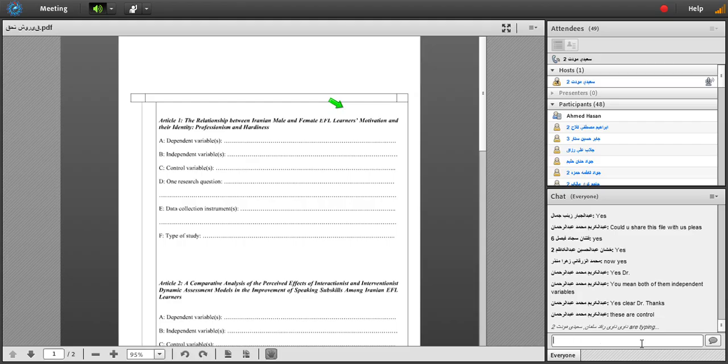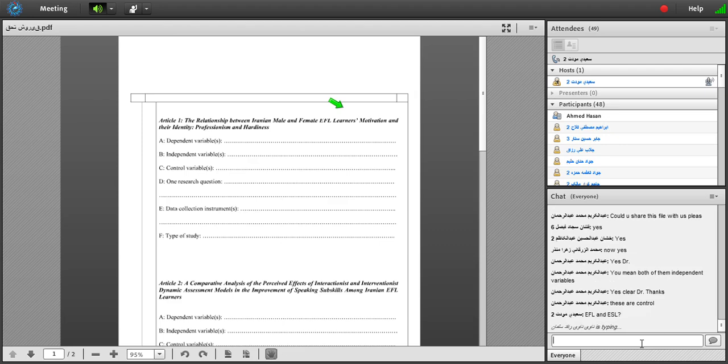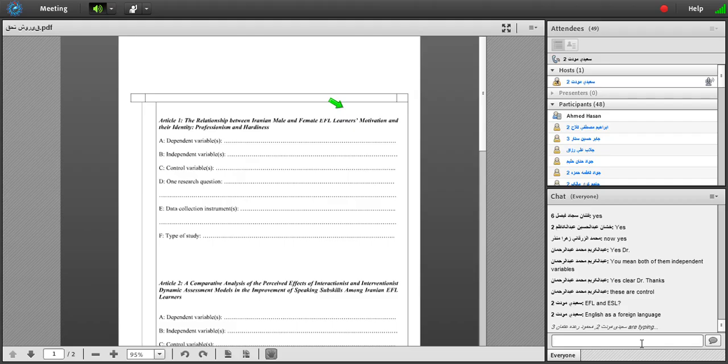Do you know the difference between EFL and ESL? Do you know the difference between EFL context and ESL context? So EFL means English as a foreign language, okay? ESL means English as a second language. How are these two different? Do you know?